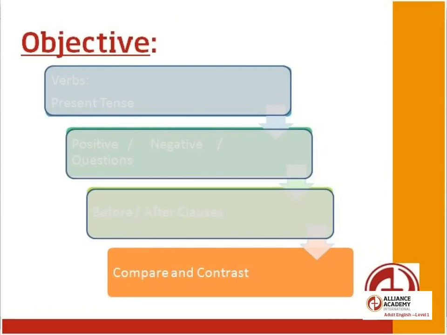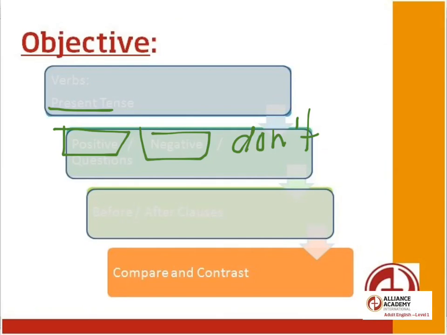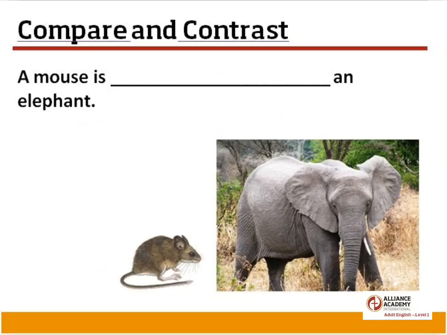Okay, so we have taken a look at verbs in present tense. We talked about positive sentences. We talked about using do not or don't, don't or doesn't for negative. That makes our sentences negative. We talked about using do and does to make our questions. We talked about before and after clauses. And now let's just talk about comparing and contrasting.